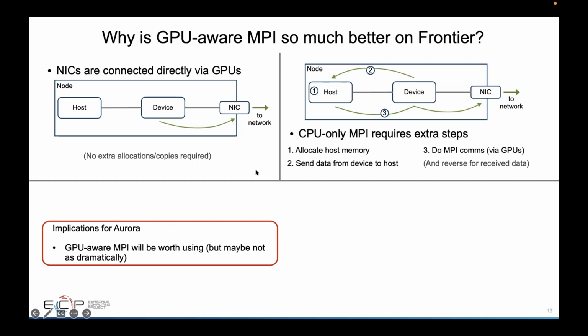So the implications for Aurora there are, we think, and I wasn't sure if I was permitted to share a similar diagram for Aurora yet, but the idea is that we expect GPU-aware MPI is going to be worth using. It might not be as dramatic of a difference, but it's definitely going to be beneficial.